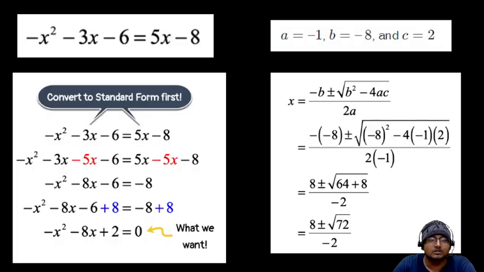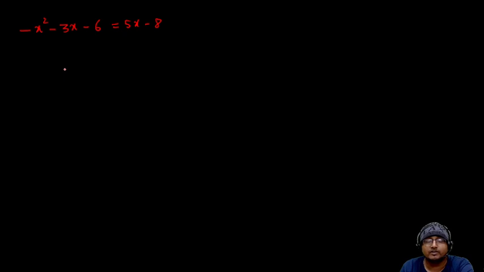So what is our next question? Given minus x square minus 3x minus 6 equal to 5x minus 8. Let us note down this one. What is the solution? Minus x square minus 3x minus 6 is equals to 5x minus 8. Now you tell me whether this is in the standard form of the quadratic equation? No. So what is the step you have to do? You have to convert the given equation into our standard form.